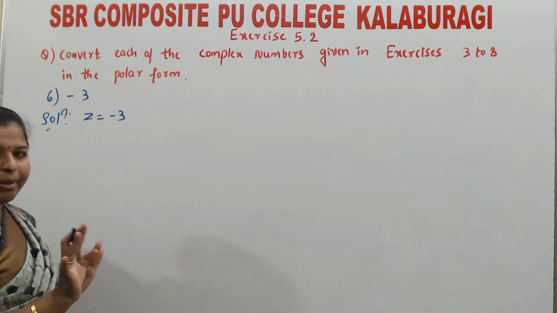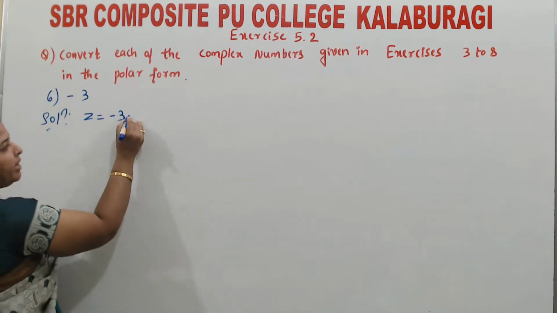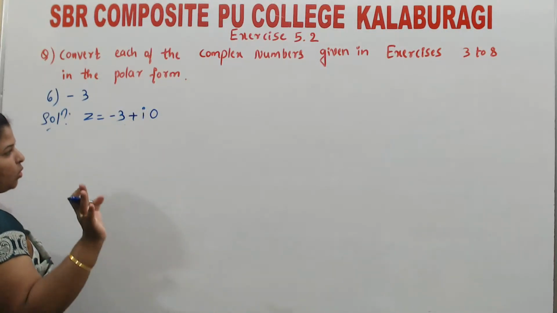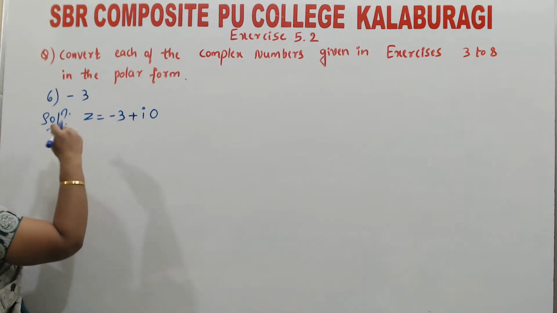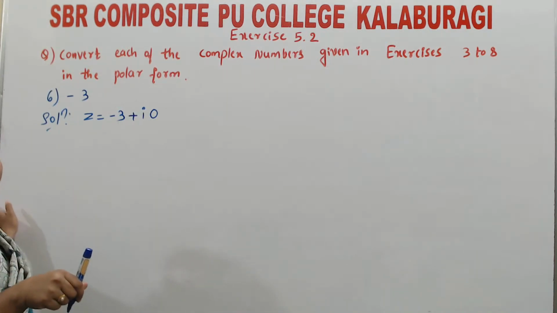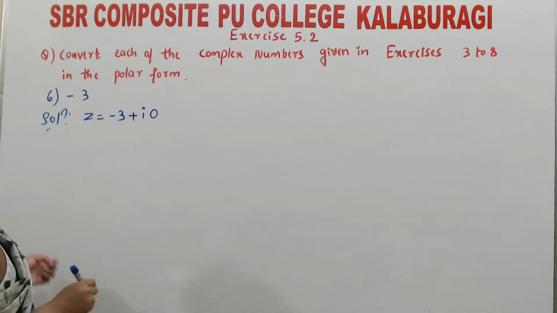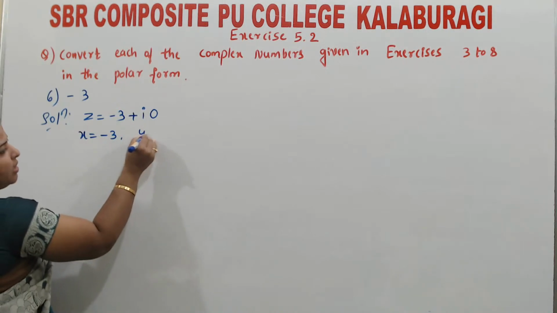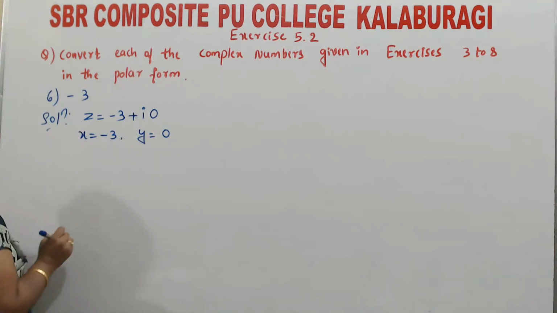Real term is there, imaginary term is not there, so how do we write it? Plus i into 0. 0 into anything is 0 only, right? Therefore, comparing with our general form of a complex number, z is equal to x plus iy, right? Here x is equal to minus 3, y is equal to 0, right?